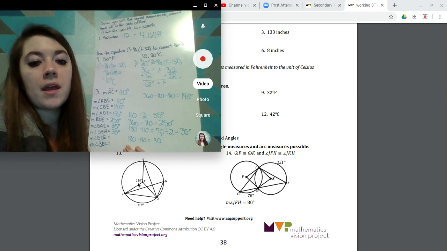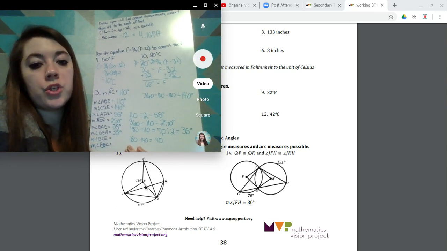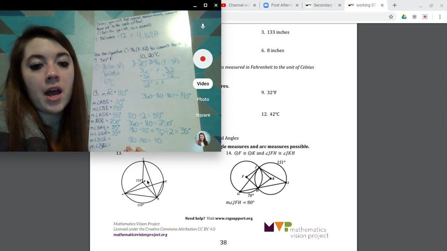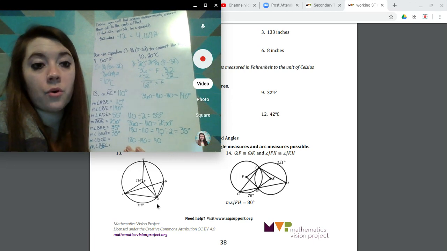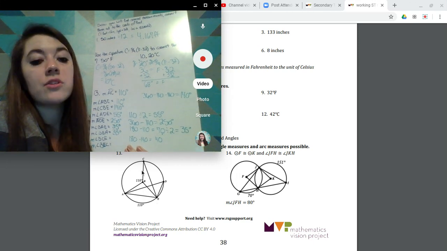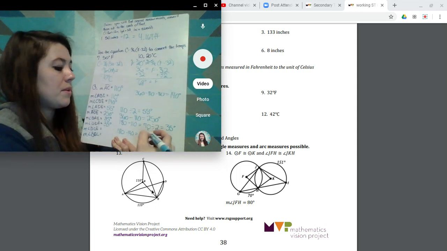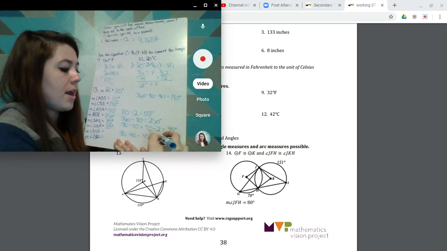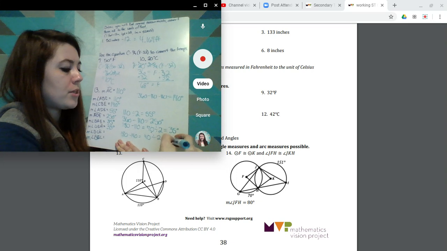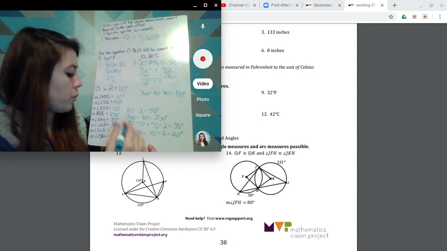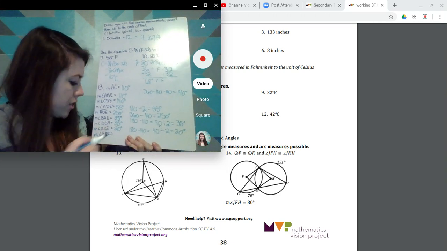Now, same thing as with the last one. The two sides of this triangle are the radii of the circle, which means they're the same length. So that means the base angles are the same. So we're taking this 40 and dividing it by 2. 40 divided by 2 is 20. So this angle is 20 degrees.